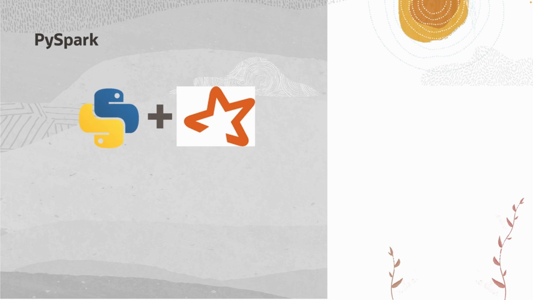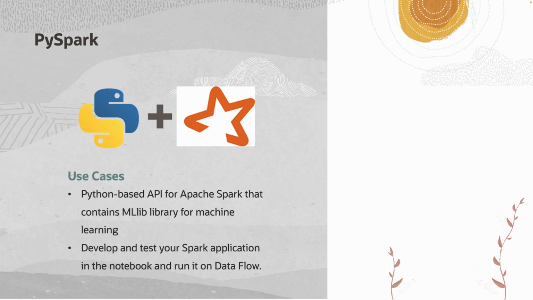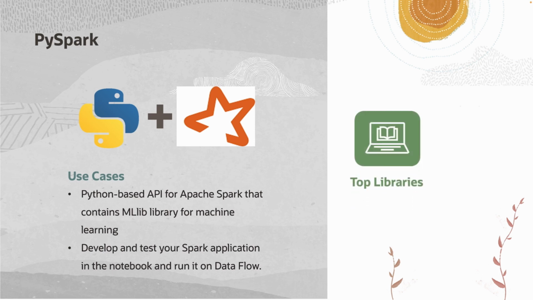PySpark is a Python-based API for Apache Spark. Apache Spark is a framework for processing huge amounts of data on a distributed compute system. It contains the very powerful MLlib, which is a specialized library for machine learning. The Conda environment allows you to write your test code in a notebook session and then execute it on Data Flow, where Data Flow is OCI's Spark system. It includes packages such as Spark SQL Magic, which allows you to execute Spark SQL commands directly in a notebook.